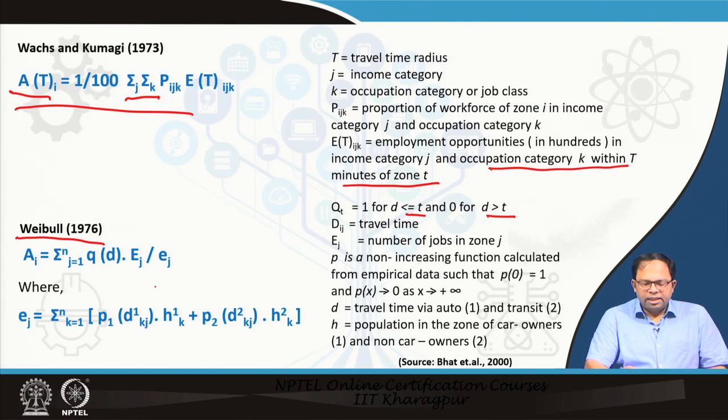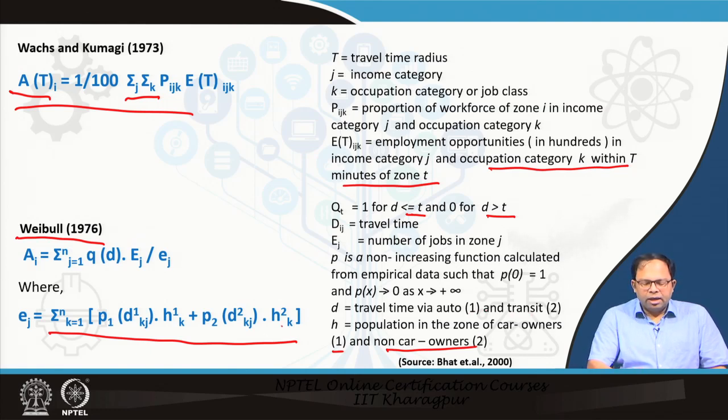So here Ej is the number of jobs in zone j, and small ej is equal to this particular equation. Now in this equation we can see there is h, there is d, and then there is p. So h is the population in a zone, for car owners the value is 1, and for non-car owners the value is 2, and d is the travel time via auto or transit.